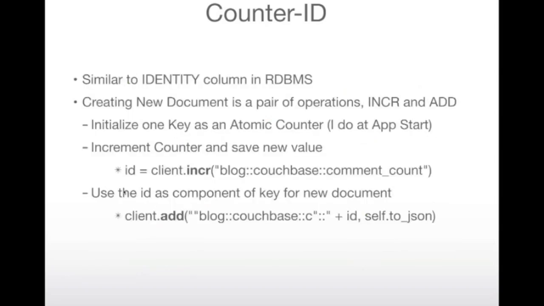It's similar to an identity column in the RDBMS, and then you're basically creating a pair of operations: incrementing and then adding, incrementing and then adding. And so that atomic counter is sort of the foundation of that. And then the value that I retrieve after the increment is the component of the add.